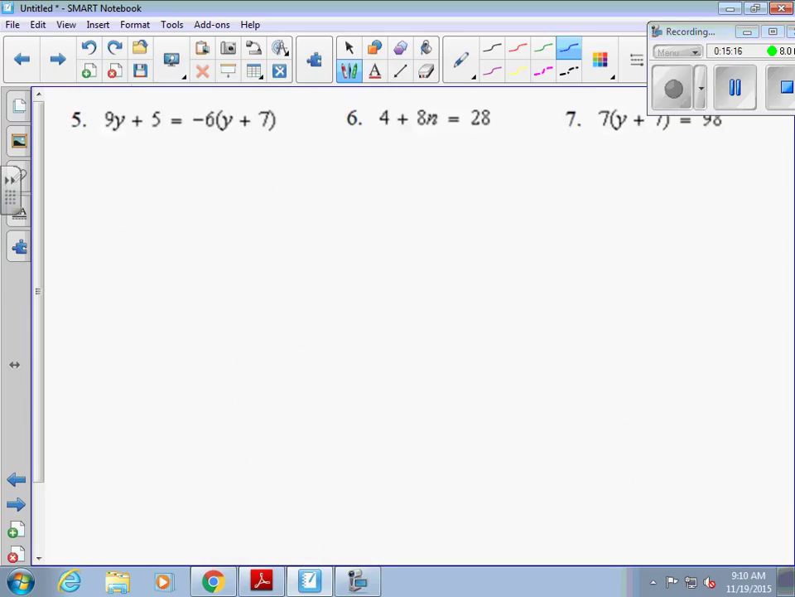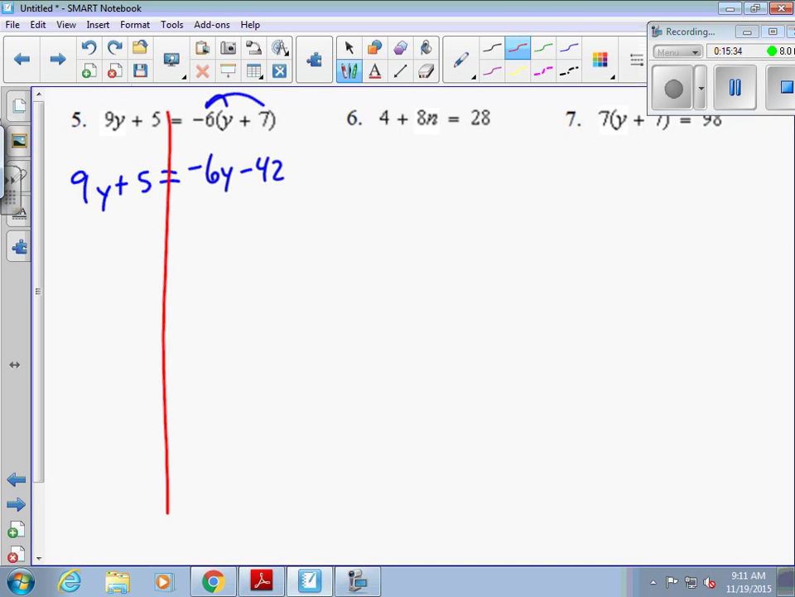Number 5 is a linear equation, real simple. Just simplify the right-hand side by distributing. This is Algebra 1, everybody. This times this is negative 42. You have variables on both sides, 9y plus 5 and negative 6y minus 42. When you have variables on both sides, you want to collect them on the same side. Negative 6 is smaller than positive 9, so undo that by adding 6y.